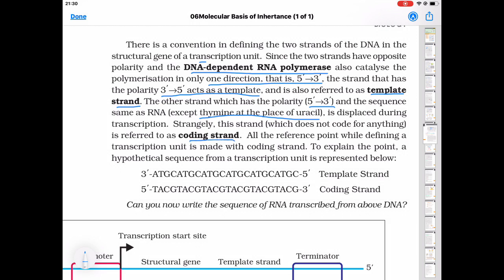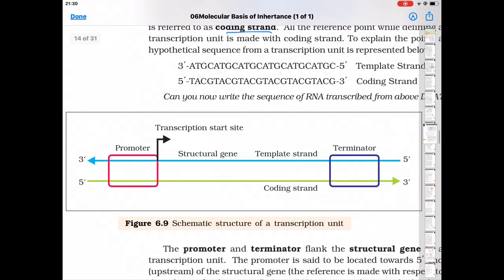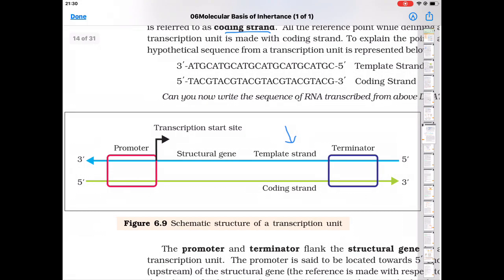In figure 6.9, the 5' to 3' green line is shown as the coding strand and the blue line is shown as the template strand. The transcription occurs on the template strand. Here they have given one example. They have given the sequence on the template strand and the coding strand.